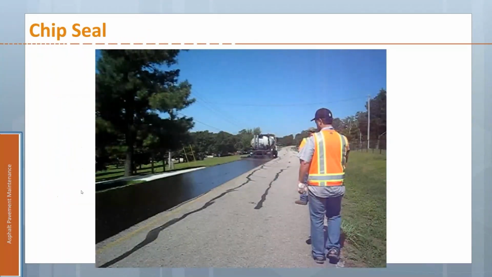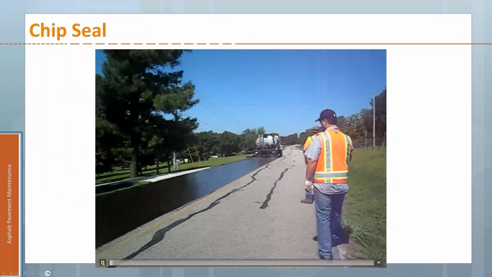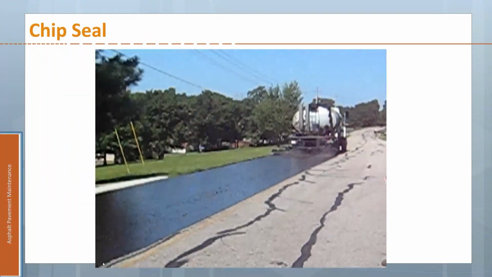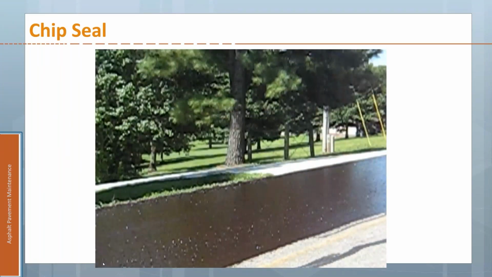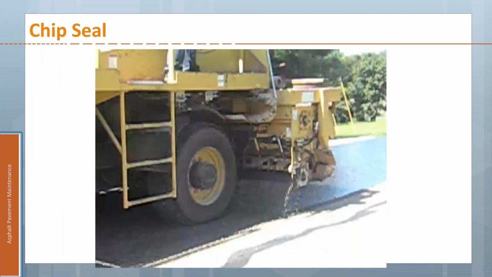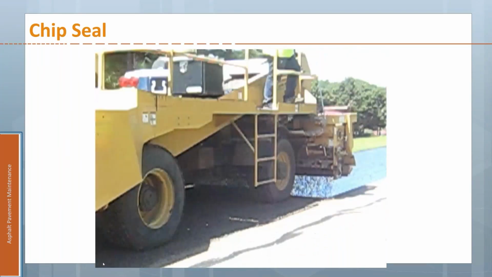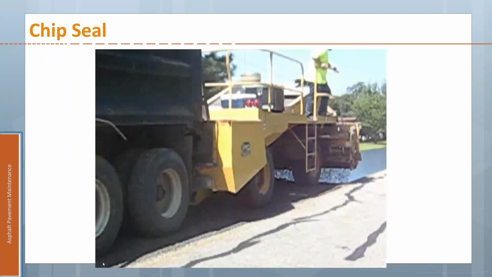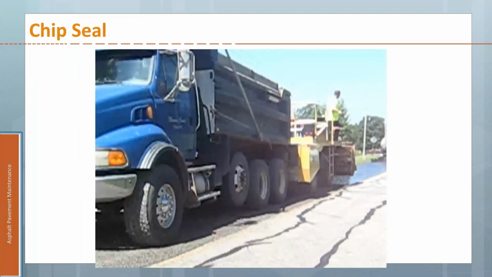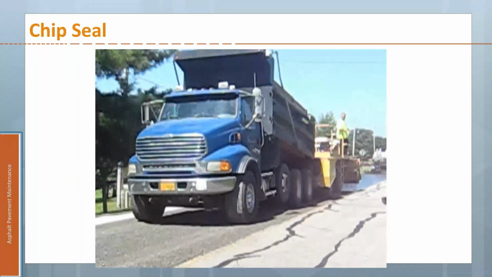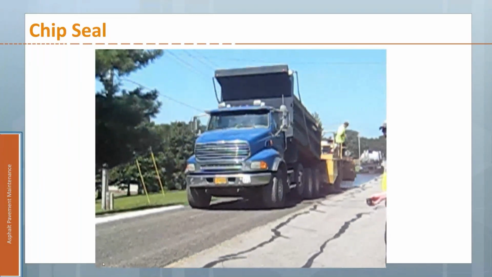I've got a little video here of the process. The distributor truck is moving forward. And then right behind that, the chip spreader comes along, dropping one layer of rock. And again, that aggregate should be fairly single-sized. And then notice the dump truck that's filling the chip spreader is going backwards and dumping into the hopper. So the truck drivers have to be able to do all their work backwards.